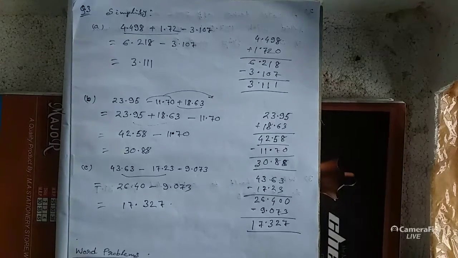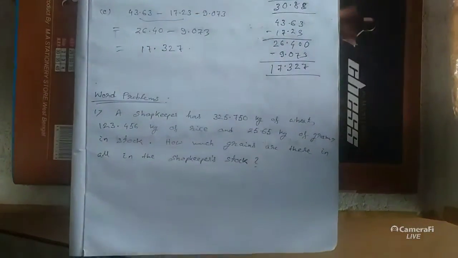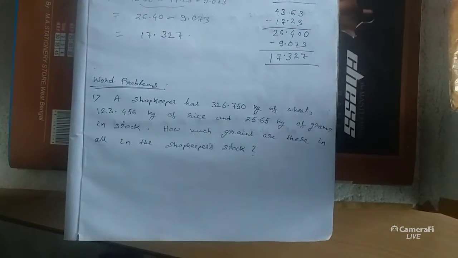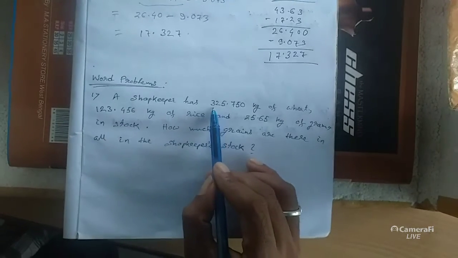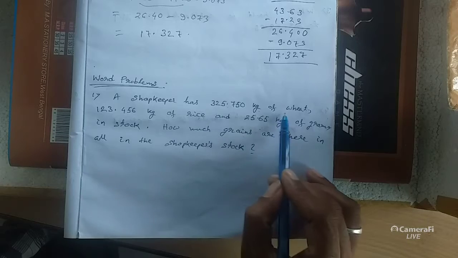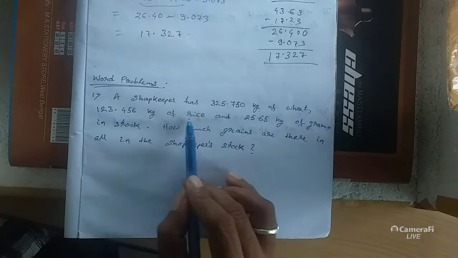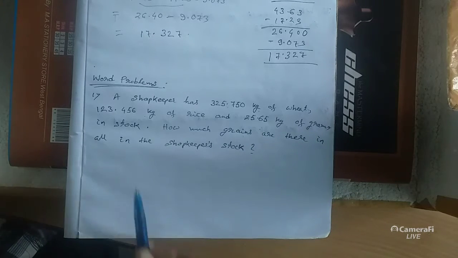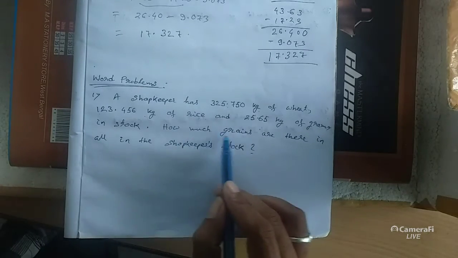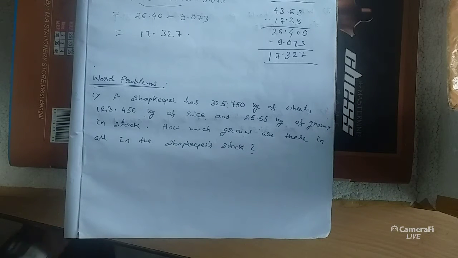Now coming to some word problems on addition and subtraction. Here is word problem number 1. A shopkeeper has 325.750 kg of wheat, 123.456 kg of rice and 25.65 kg of gram in stock. How much grain is there in all in the shopkeeper's stock?